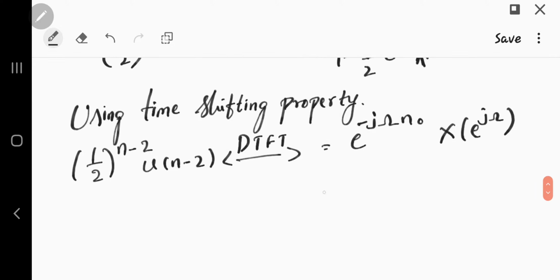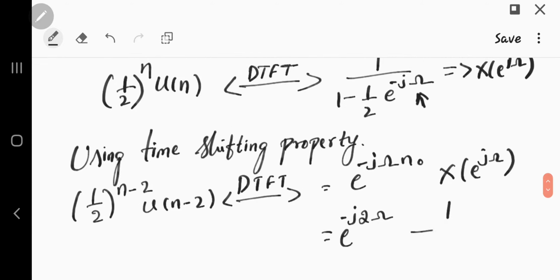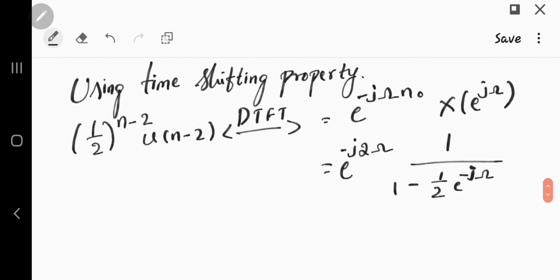Now I'm going to write the same here. So e power minus j, in place of n naught we have, sorry, not minus 2, plus 2, right? So e power minus j 2 omega. Now this x of e power j omega, this is 1 divided by 1 minus 1 by 2 e power minus j omega. So this is what we have to write here. So this is the first part.